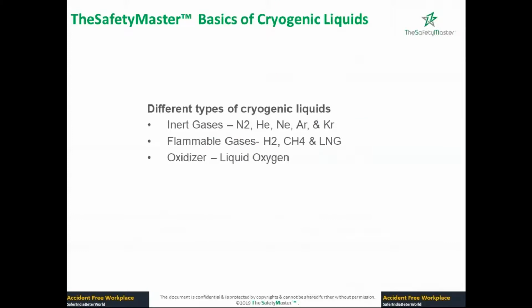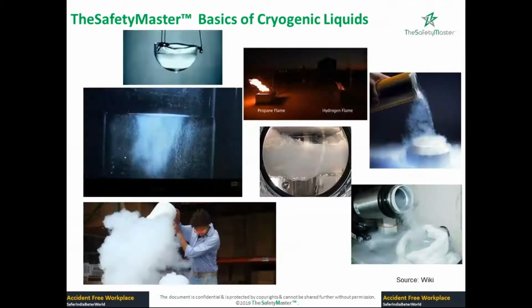Now, cryogenic liquids can also be classified as inert gases, flammable gases, or oxidizer. The inert gases are nitrogen, helium, neon, argon, and krypton. The flammable gases are hydrogen, methane, and liquefied natural gas. And the oxidizer is liquid oxygen. They are classified this way because of the safety of these gases: for inert gas, you can have similar safety procedures for all of them. Flammable gas has similar safety procedures. An oxidizer, again, has its own set of procedures.